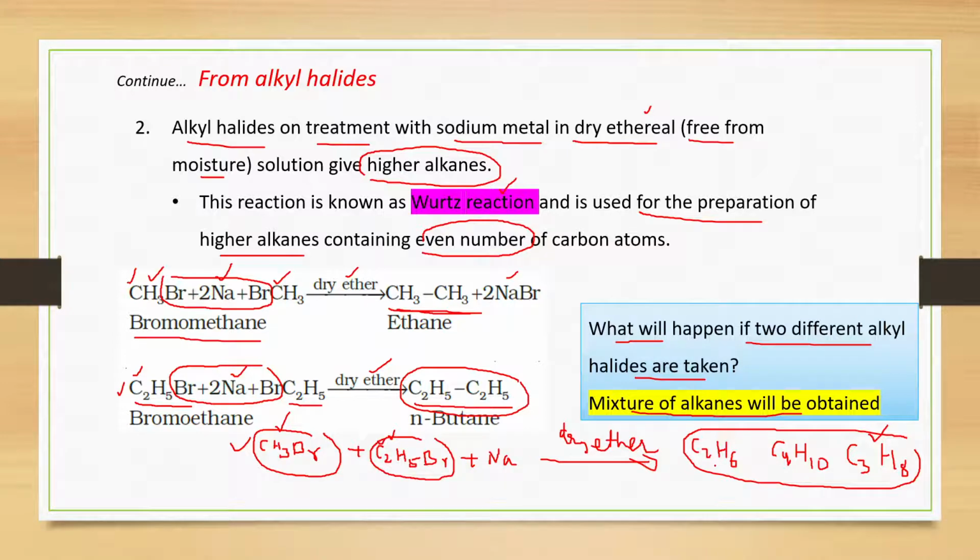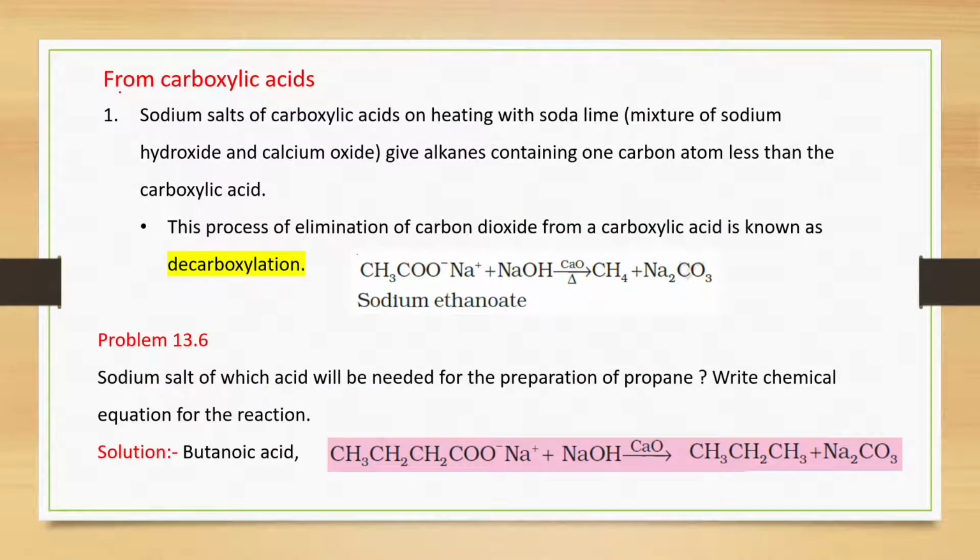तो यहाँ पर हमें ये दो और मिलेंगे. That's why this is not suitable. We will get the mixture of alkanes from carboxylic acids. Again, we are having the two methods to get the alkanes from carboxylic acids.